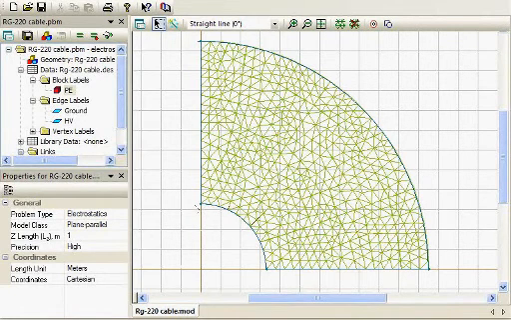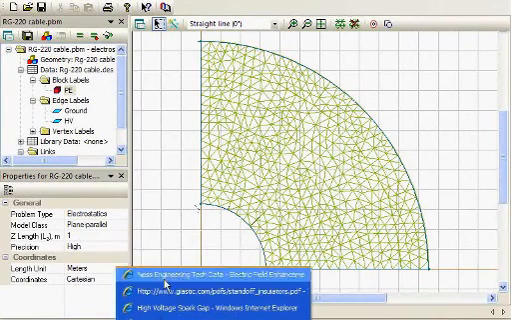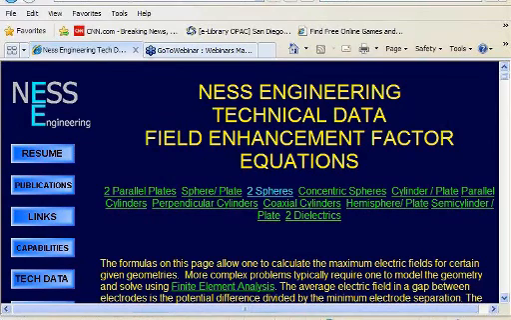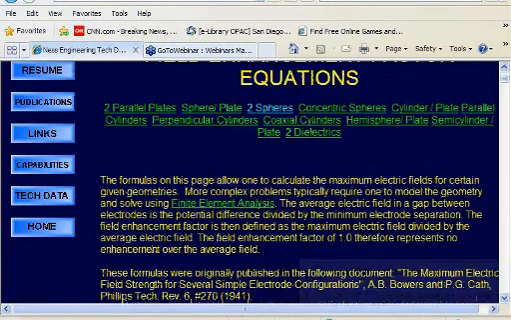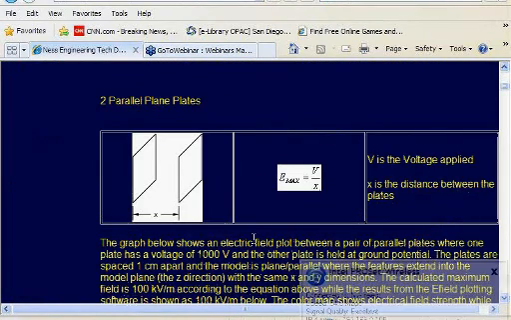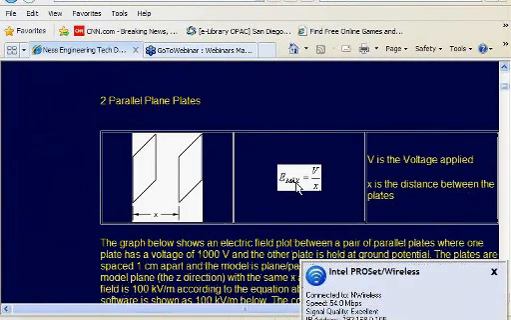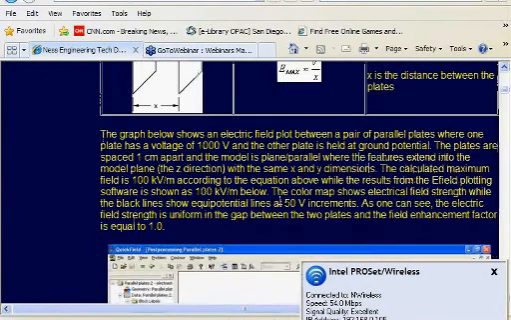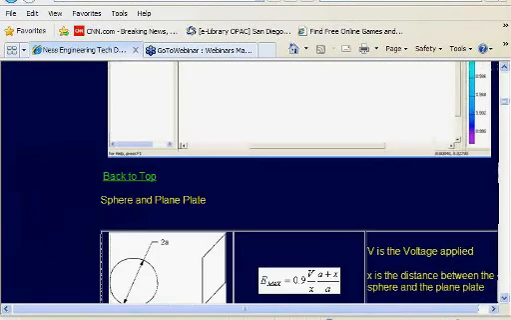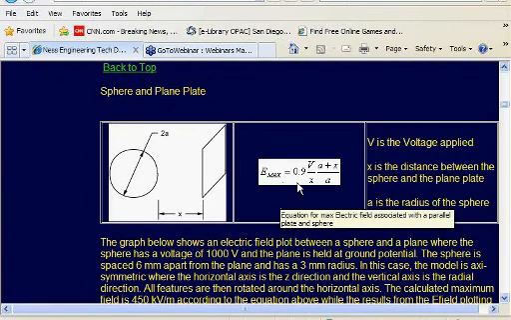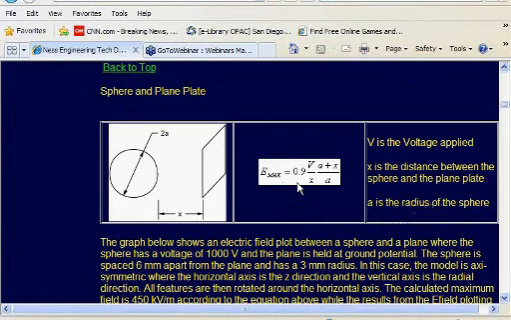And so my website has a number of these different geometries, and it also shows the equations for the maximum fields in these cases. And so that's basically what I did, was set up a number of different or similar problems in QuickField and solve the problem there, and then compare it to the analytical or calculated answer that you could obtain from these equations.